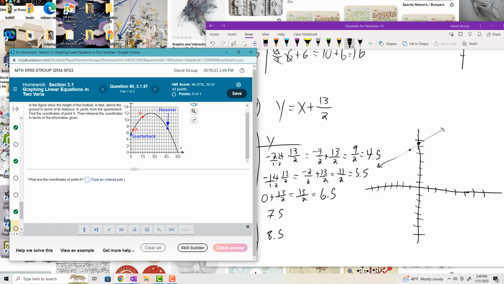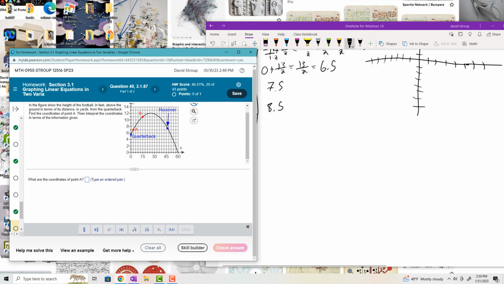Oh, they're going by threes. 1, 2, 3, 4, 5, 6, 7, 8, 9, 10, 11, 12, 13, 14, 15. That makes sense. Just take the 15 and divide it by the number of tick marks, I guess. 1, 2, 3, 4, 5. 15 divided by 5 is 3. Okay, so anyways, looks like A is at 3, 7. Okay, so I'll type in 3, 7.